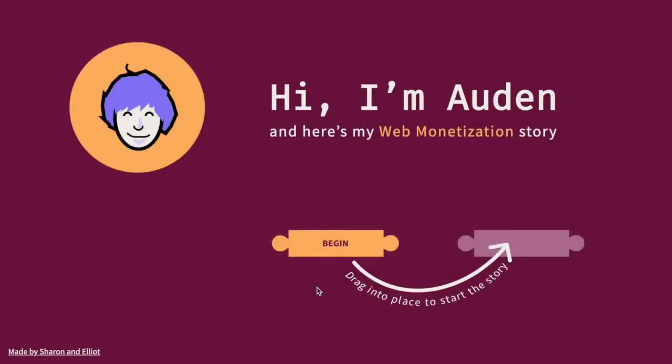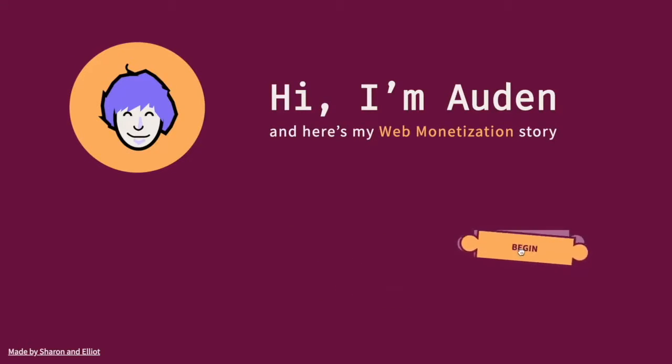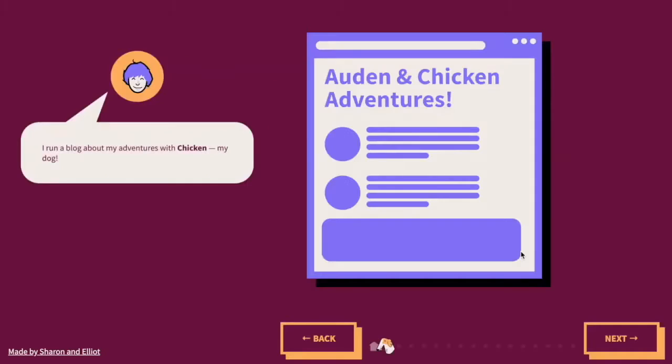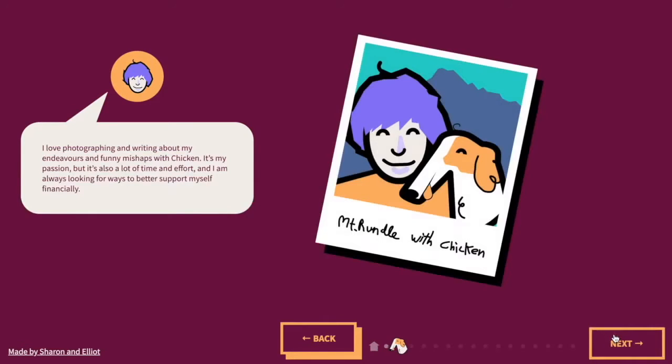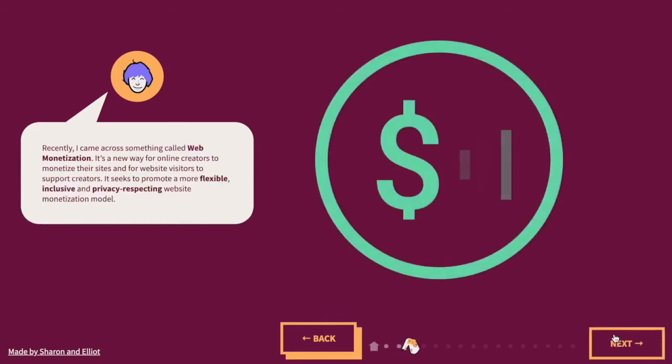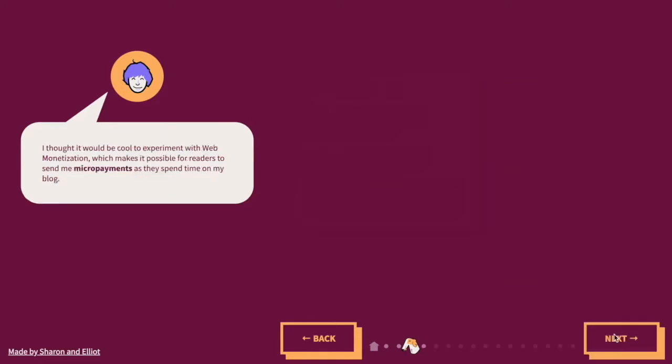Our project is called A Web Monetization Story. It's an interactive tutorial that shows online creators how they can use web monetization for their websites. We start the story off by introducing Auden, an androgynous blogger who started using web monetization and wants to show us how easy it is to use.